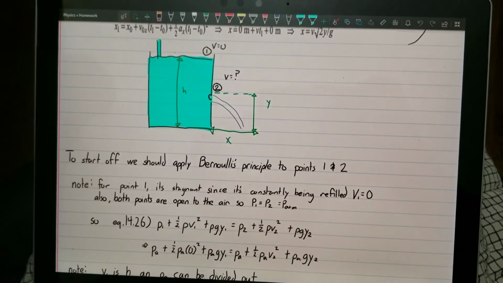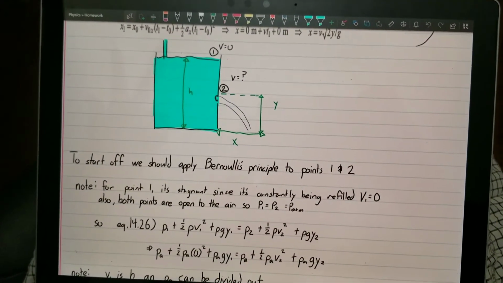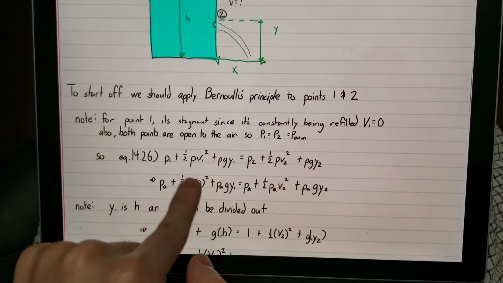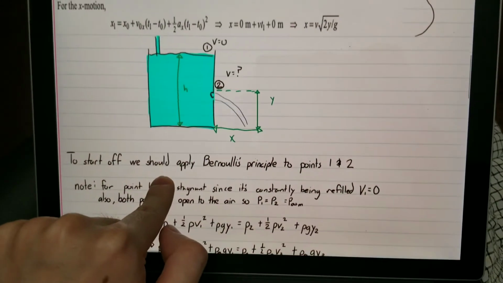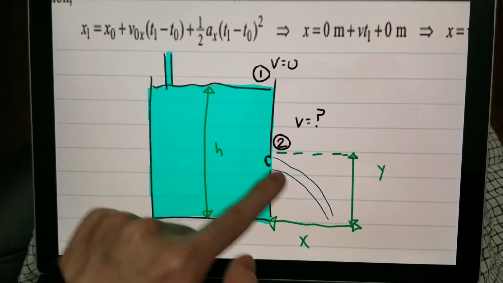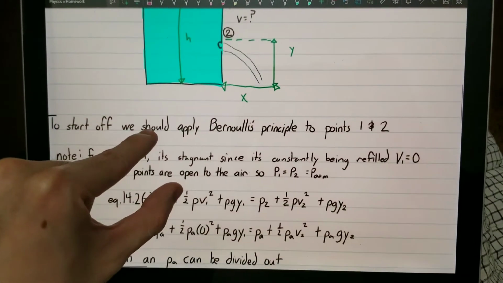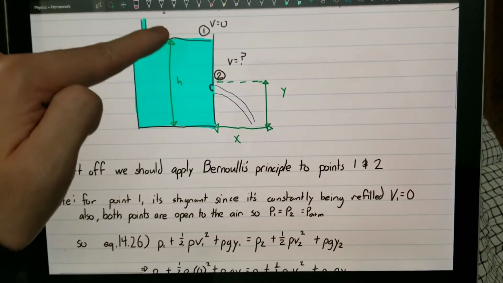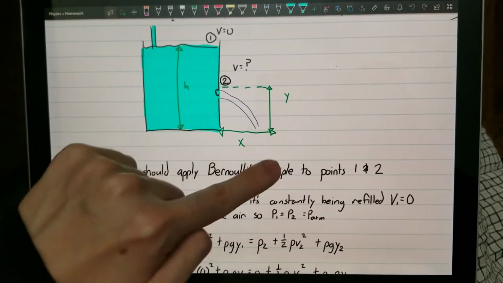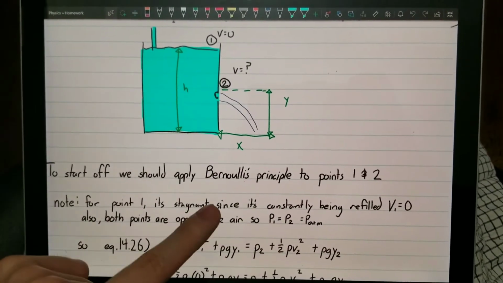Now, when it comes to height, pressure, and velocity of a fluid, the best thing to use is Bernoulli's equation. So, the 2 points that I use for Bernoulli's equation is the top of the container and the point where water flows out. Now note, for point 1, it's stagnant because it's not going up or down because it's constantly getting refilled as water flows out. So the actual V for point 1 is 0.